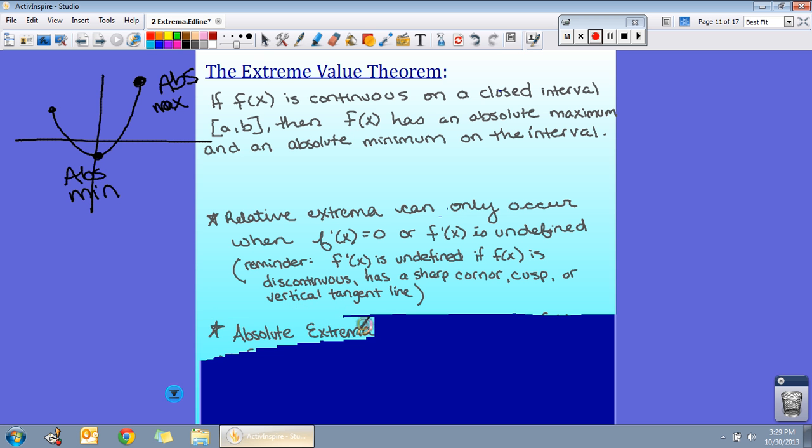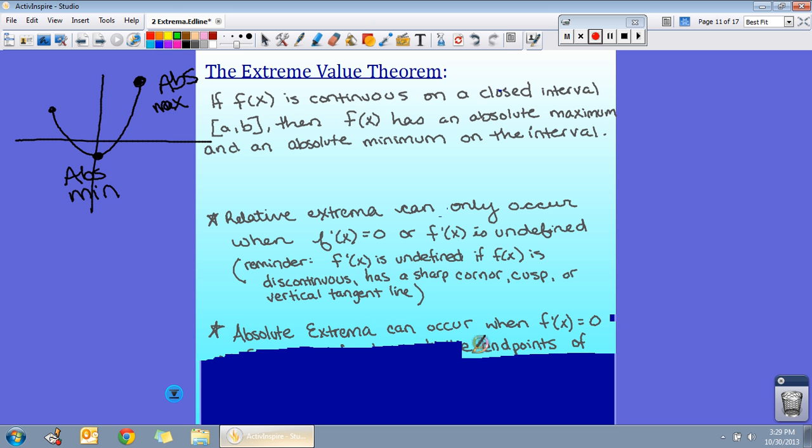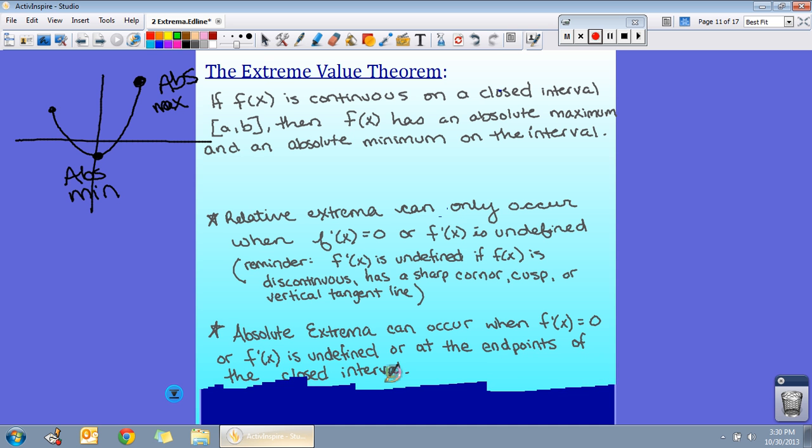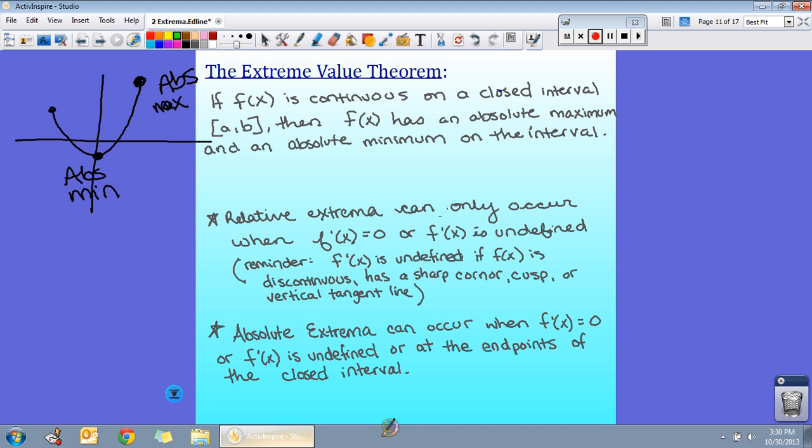Also, absolute extrema can occur if the derivative is 0, or if it's undefined, or at the endpoints on a closed interval. So on this graph, we have an absolute minimum when the slope is 0, because it's the minimum point on the curve, but we have an absolute maximum at the endpoint, because that's where the highest point on the curve is.